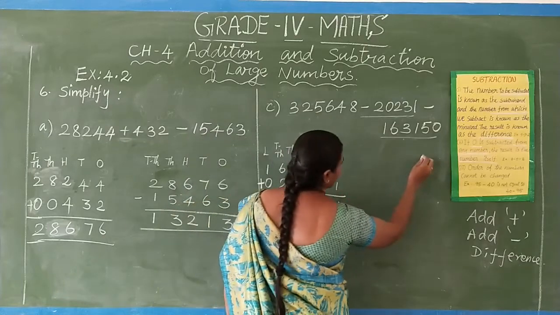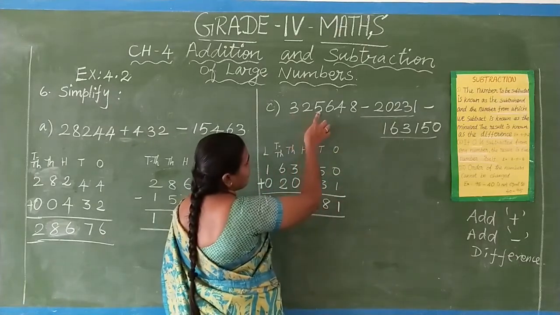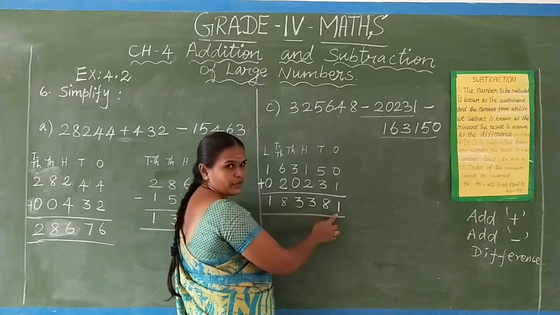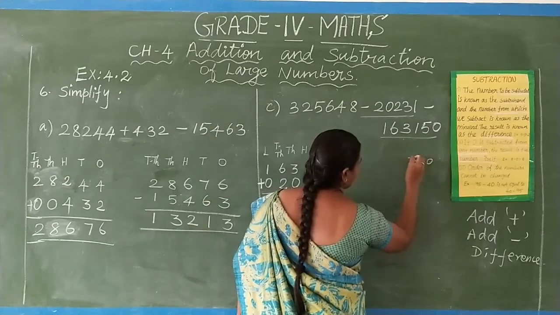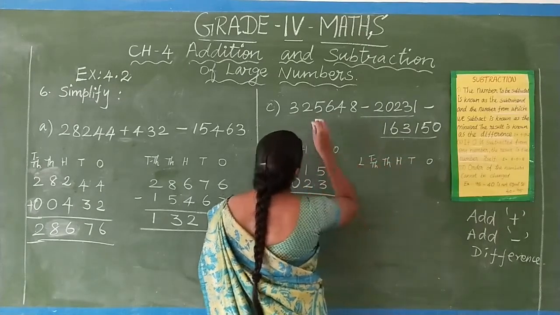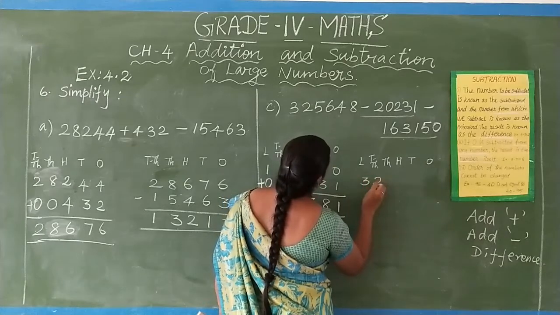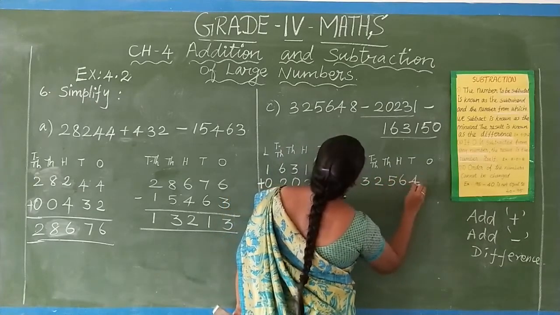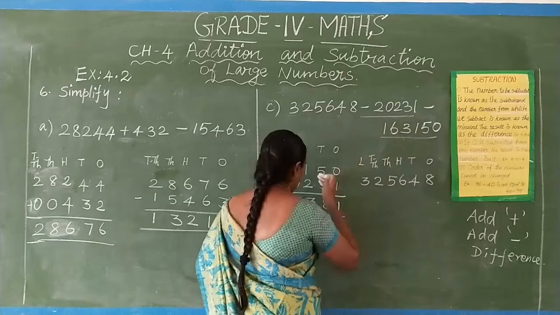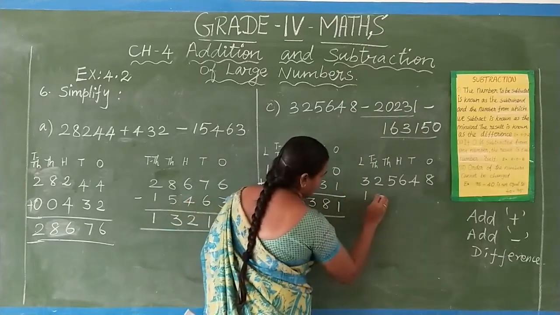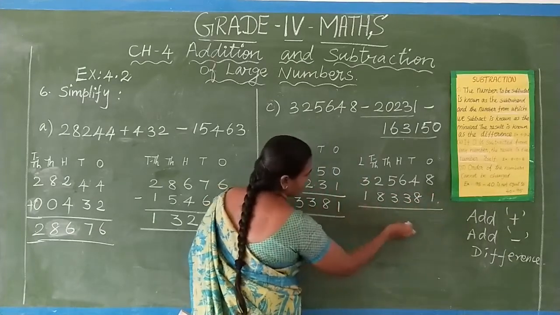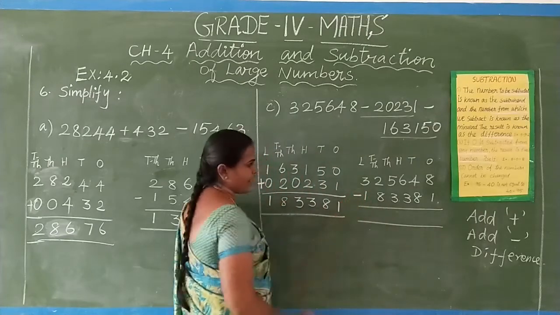Now find the difference of this number and this one. Okay, which is the big number here? 3,25,648 minus 1,83,381. Okay. So ones, tens, hundreds, thousands, 10,000s, lakhs. You know that we add the negative terms. So the answer of adding the negative terms is 1,83,381. Now we find the subtraction difference.